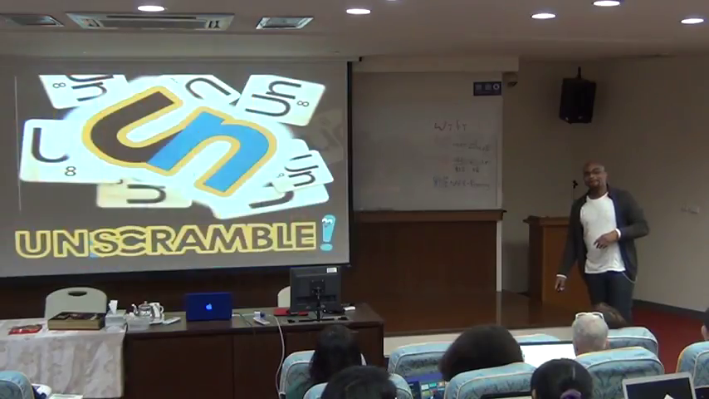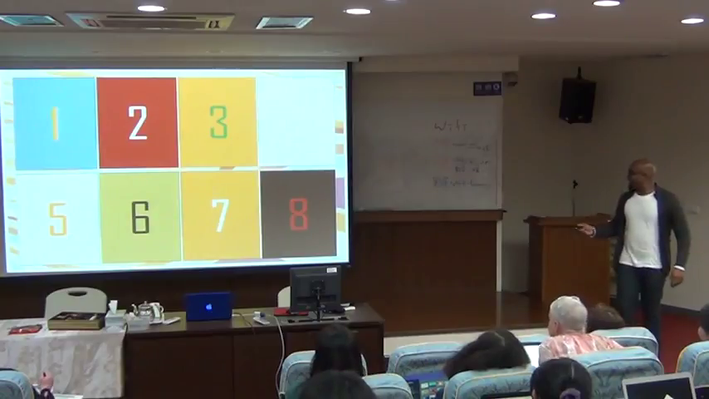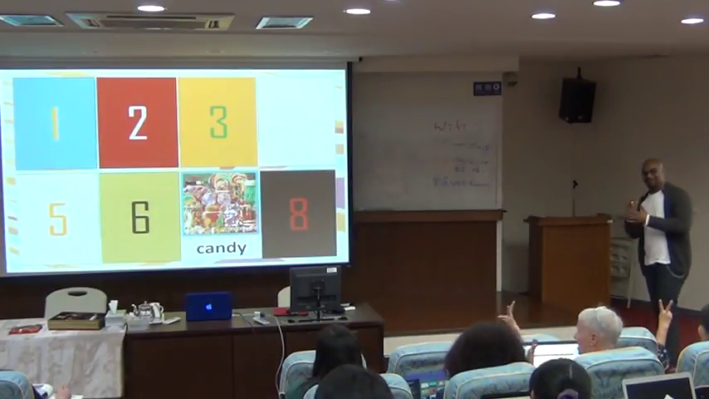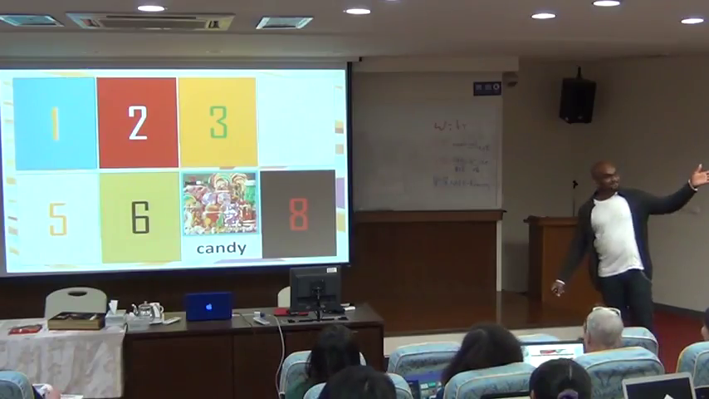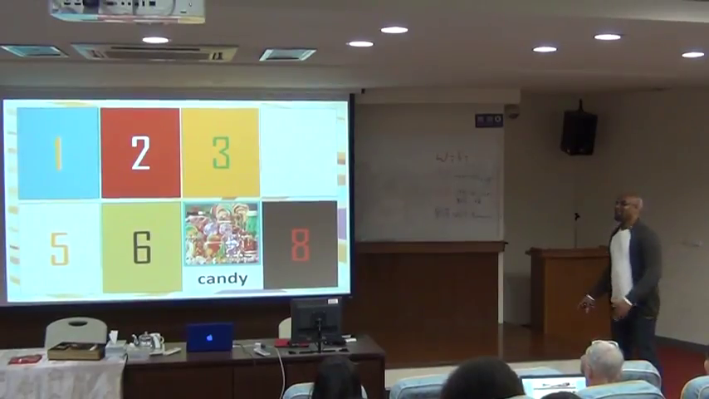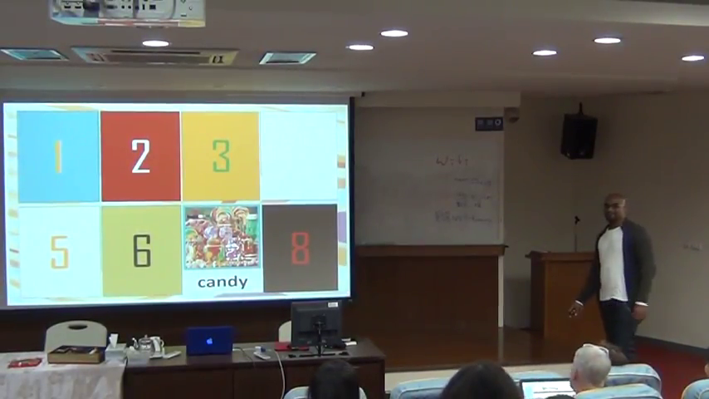Number 7. Candy. Okay, let's see. Do we have candy? Excellent. Very good. Jean. Who else? Oh, Jean. Yeah, jeans. We're working on learning our words.